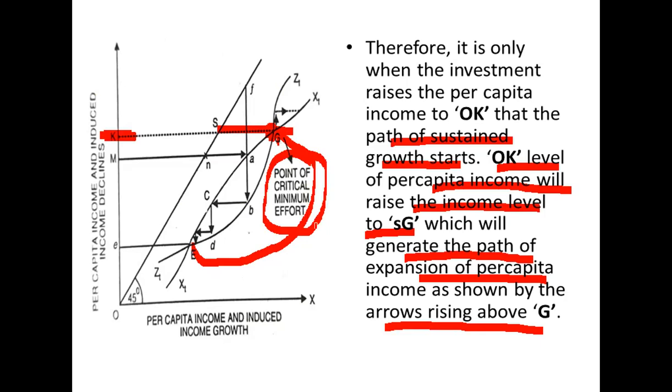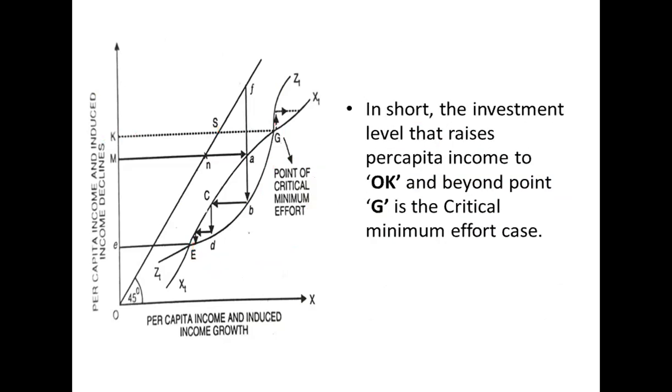Critical minimum effort: the country is said to have taken a critical minimum effort to raise its per capita income from OE to OK, and G is the next point of equilibrium where shocks are again equal to the stimulants. Now, in short, the investment level that raises per capita income to OK and beyond point G is a critical minimum effort case.